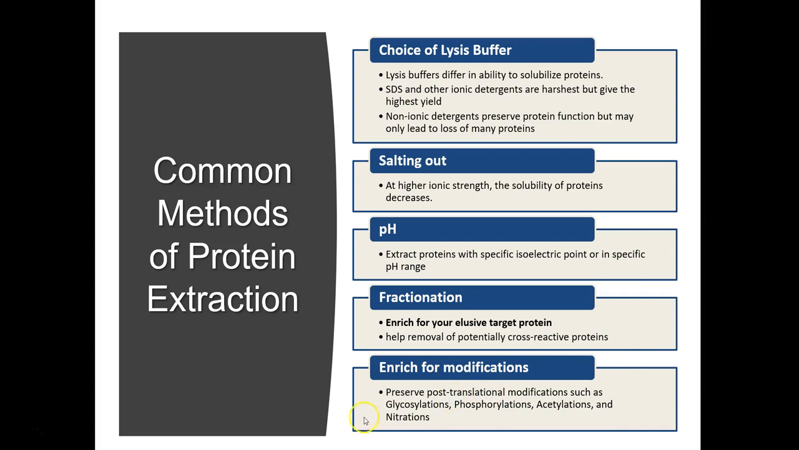Finally, I want to make sure that any activity modifications, any post-translational modifications that are important for its function, are preserved. We do that by specifically looking at what glycosylations, phosphorylations, acetylations, or nitrations are present on my proteins of interest, and then preserving them by including inhibitors for destroying those processes.